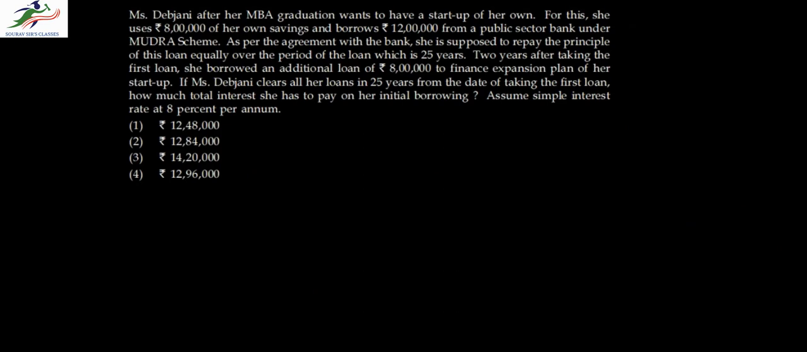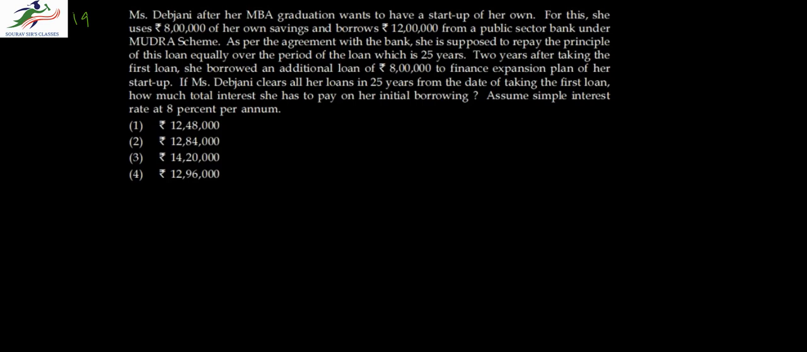We move to the next question, which is question number 19, and this one is talking about a loan taken by Debjani. A lot of data has been given, but most of the data are not required. So a lot of confusing data is given, so you need to understand what is asked in the question and just focus on that data.